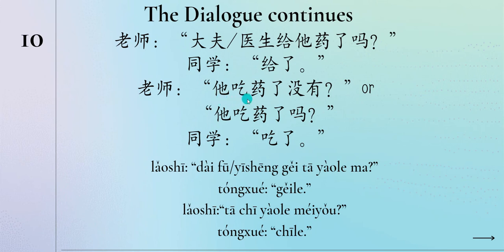老师他吃药了没有 or 他吃药了吗. These are two types of questions you can ask someone about something that he has done. Okay, the teacher here is asking whether Harry took medicines. So 他吃药了没有, you can put this at the end of the sentence and turn it into a question, or you can simply put a ma particle here and make the sentence a question. Okay, 同学吃了, eaten.